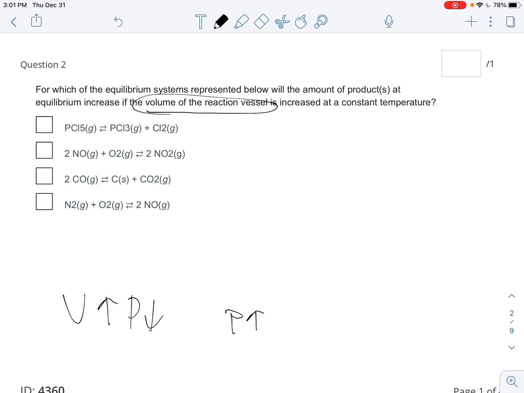And what do we want? We want an increase in the amount of products. So we want to know, if we increase the volume and therefore decrease the pressure, which one, if we try to then increase the pressure, is going to make the products go up? Well, that's going to be your first one here, this guy here.